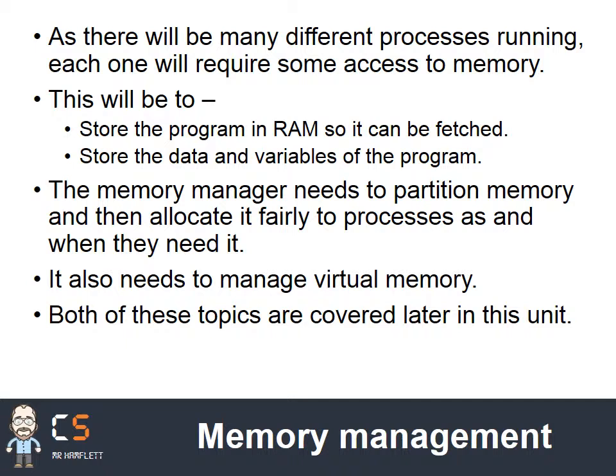If you remember back to the von Neumann architecture, in RAM we'll have both instructions and data, so the program itself and the data that program uses. So the memory manager needs to partition that memory up in a sensible way, it needs to allocate that memory to processes as and when they need it. It also might need to enable virtual memory, which we'll look at in another topic. But fundamentally, if we start to run low on RAM, we might decide to use the hard drive as extra memory. So that's going to be virtual memory.